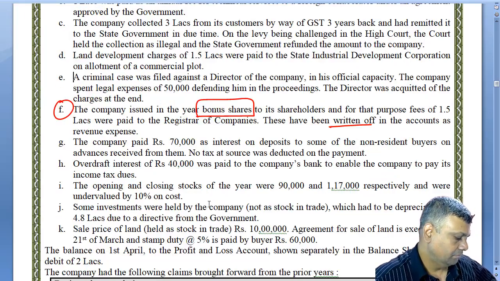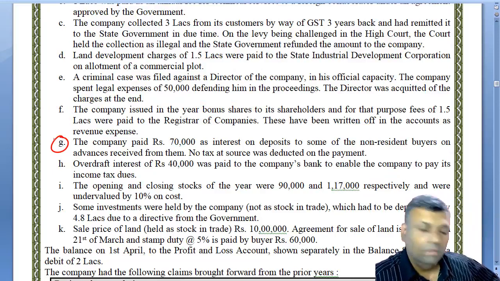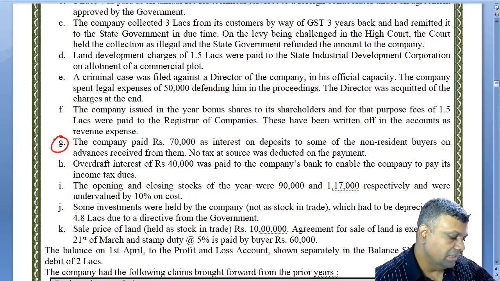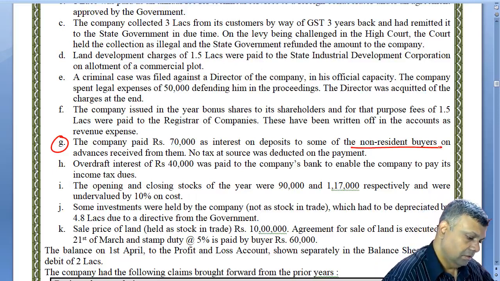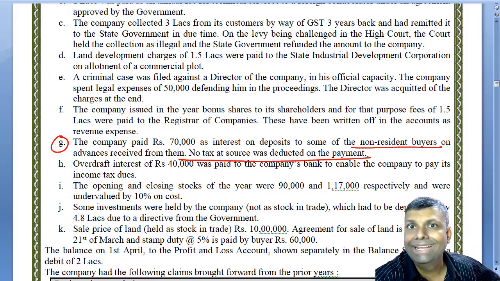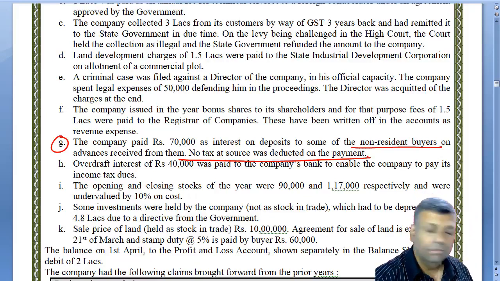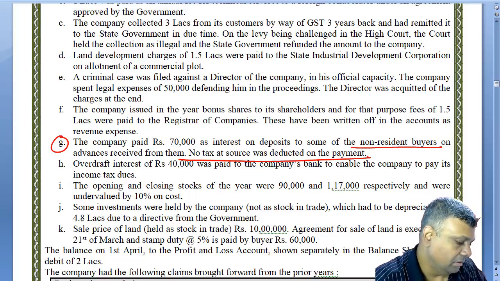G. The company has paid rupees 70,000 as interest on deposit to some of the non-resident buyers on advance from them. No tax at source was deducted on the payment. TDS compliance is not done. So straight away we are going to add it back. TDS non-compliance on the payment to the non-resident.